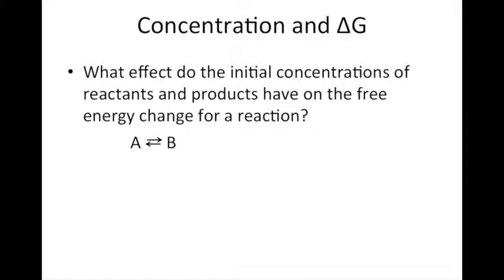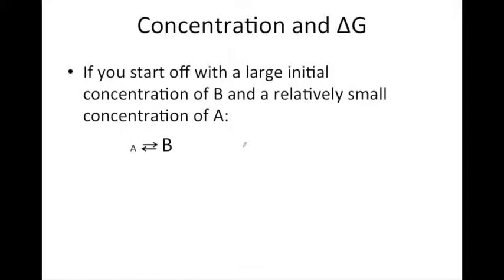So what effect do the initial concentrations of reactants and products have on the free energy change of a reaction? To answer this question, let's look at two possible scenarios. In the first scenario, we start our reaction off with a mixture containing a small amount of reactants and a relatively large concentration of product. Under these conditions, how is delta G going to change relative to delta G standard?